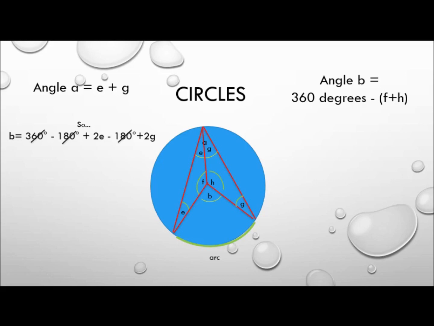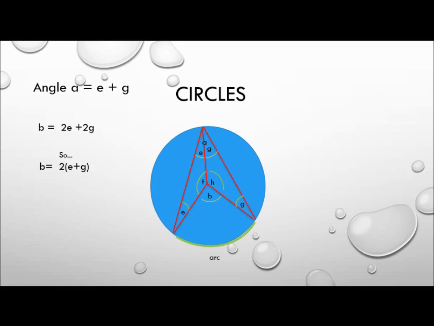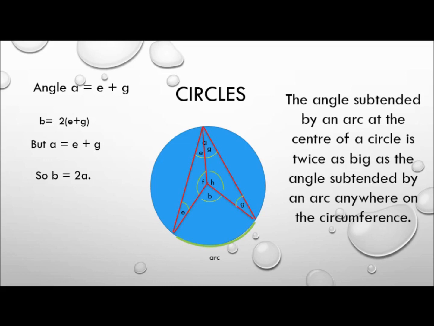The 180 degrees and 360 degrees cancel out. If you've got 360 degrees and you take away 180 degrees and then you take away another 180 degrees, you're going to be left with nothing. So all we've got left is the 2E and the 2G. So angle B is equal to 2E plus 2G, which we can simplify to 2 into E plus G by factoring out the 2. But since angle A is equal to E plus G, angle B must be equal to 2A, which is the very thing that we set out to prove.